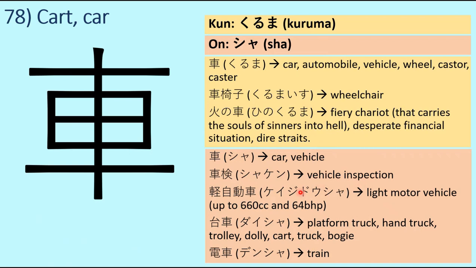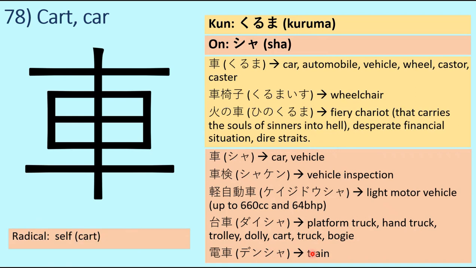Then we have keiji dosha. Keiji dosha is light motor vehicle up to 660 cc or 64 bhp. Then we have daisha. Daisha means platform truck or a hand truck, trolley, dolly, cart, truck or a buggy. And we have densha, which is a very, very popular word, densha, which is train. So here sha is a car or vehicle, and then den is the track, some car that runs over a track, that is densha. So this is train.